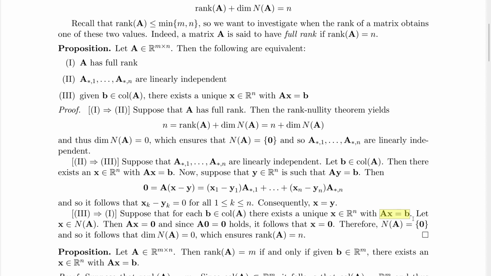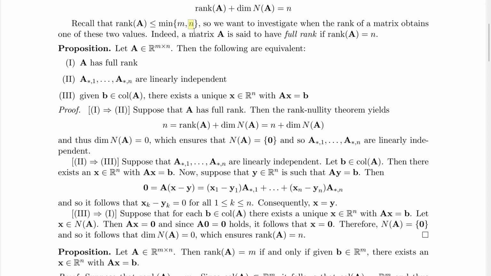Well, the homogeneous system is always consistent because it has the 0 vector as a solution, and now by hypothesis we know that can be the only solution, and thus the null space is trivial, so the dimension of our null space is 0, our nullity is 0, and by the rank nullity theorem, our nullity being 0 means that our rank is n. In other words, our rank is full. Sweet.